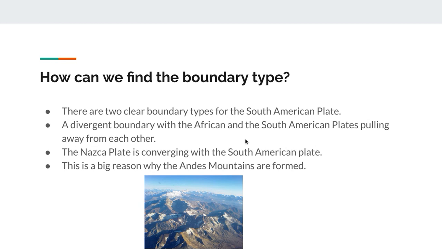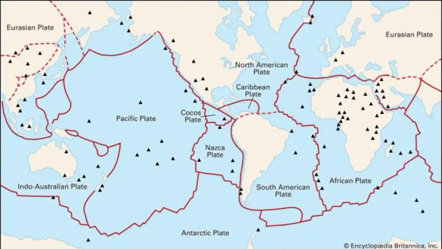How can we find the boundary type? There are two clear boundary types for the South American Plate. The African and the South American plates are pulling away from each other in a divergent boundary on the east, and the Nazca Plate is converging with the South American Plate on the west. This is a big reason why the Andes Mountains are formed. And if we go back, you can see, as I said before, the African and the South American Plate used to be part of Pangea, and they fit together, and they've been separating for millions of years.